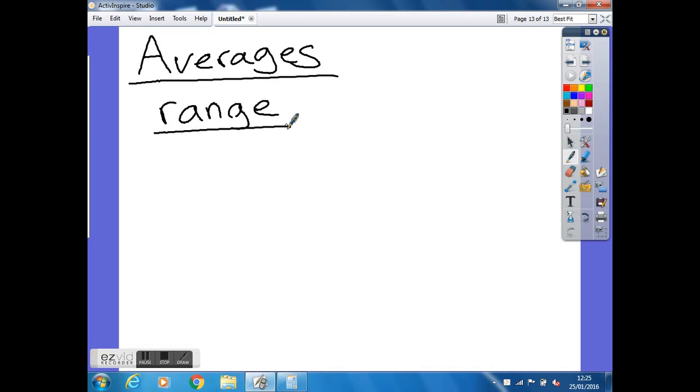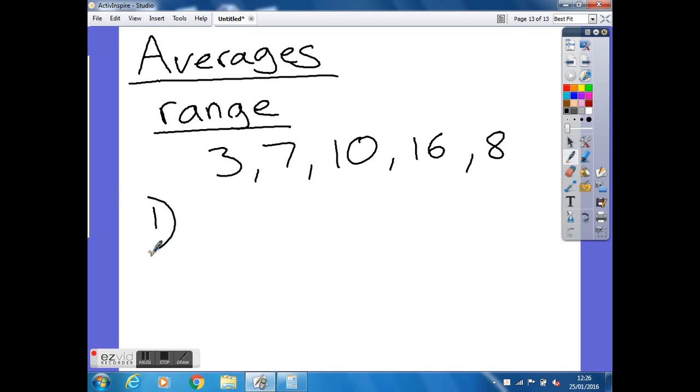So we're just going to start off with a very small number sequence here, just to get the technique right first. There's a couple of steps for finding the range. The first step is to find the smallest and the biggest numbers.